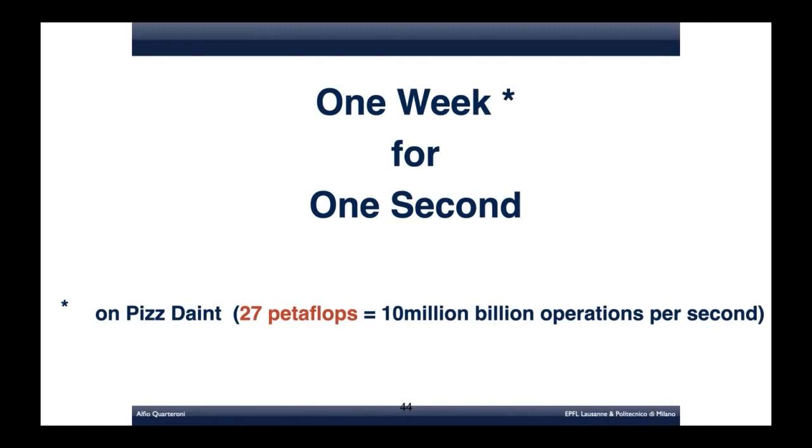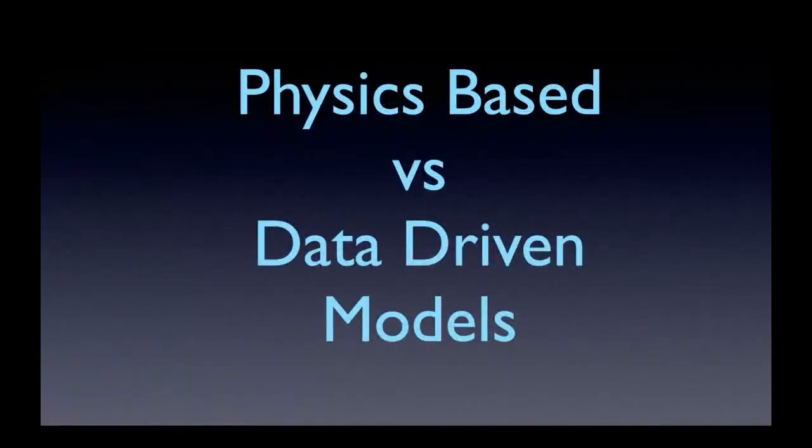27 petaflops means 27 multiplied by 10 million billion operations per second. So a million billion means 10 to the power 15, right? This means 27 times 10 to the power 15 operations per second. This is the strength, the power of this computer, and still you need 1 week per 1 second. So you understand that it's a tremendous challenge at the mathematical level to have more efficient algorithms in order to provide doctors with results in a very quick time.